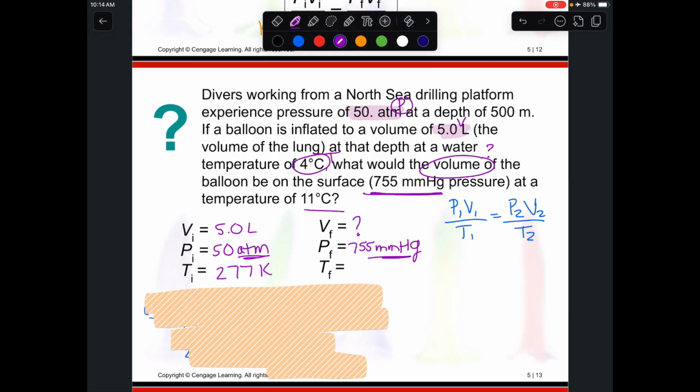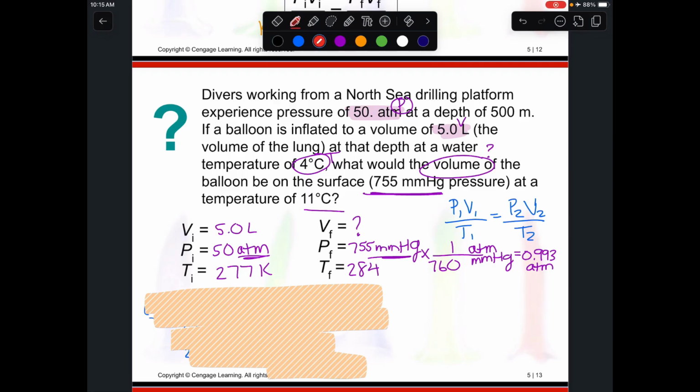So what I'm going to do, it doesn't matter which one you convert, I'm just going to quickly do a little conversion right here. Millimeters of mercury to ATM. You can write these, you can utilize these whenever you need them. So 1 ATM is 760 millimeters of mercury, so I go ahead and divide that. And when I divide that, I get 0.993. I'm going to keep 3 sig figs, and that's ATM. And then my temperature final is my 273 plus 11, which ends up being 284.